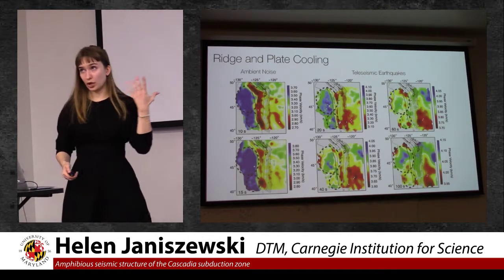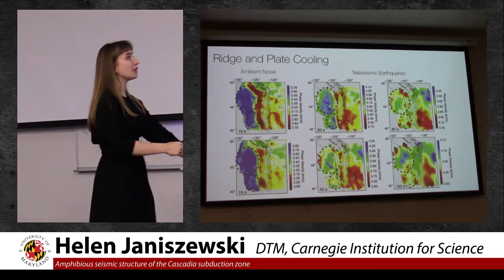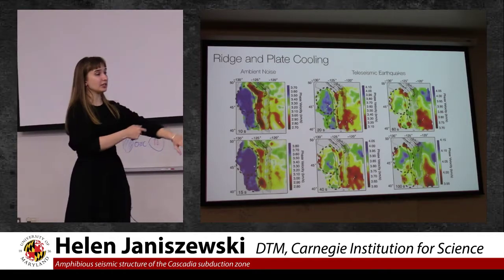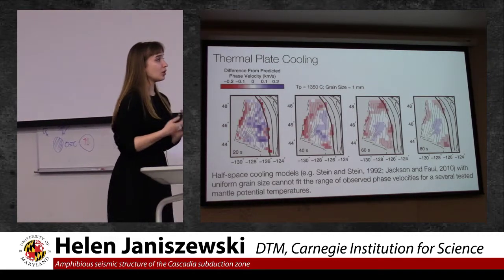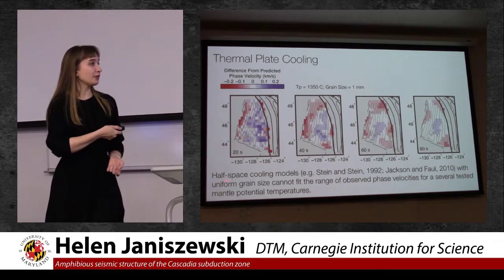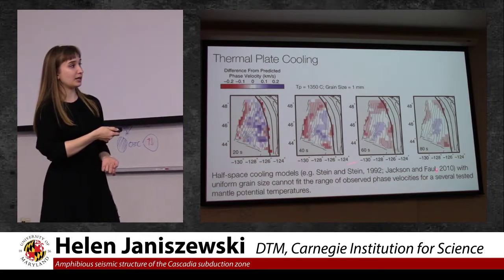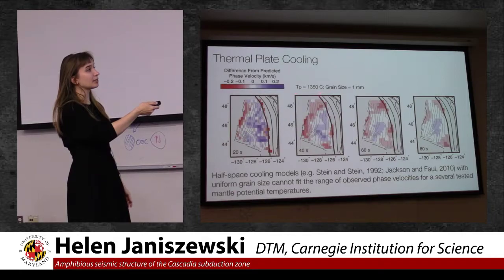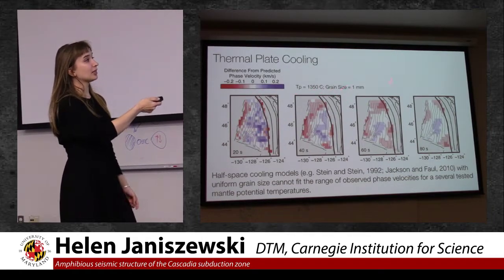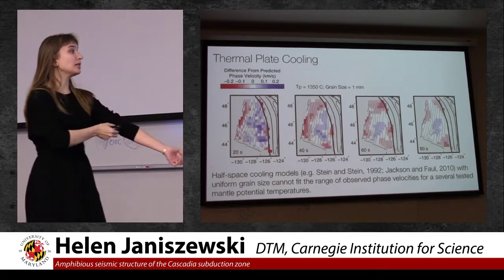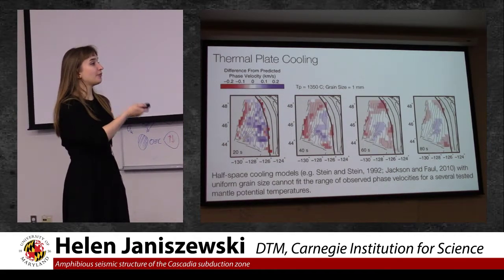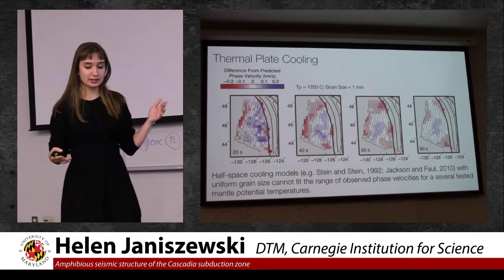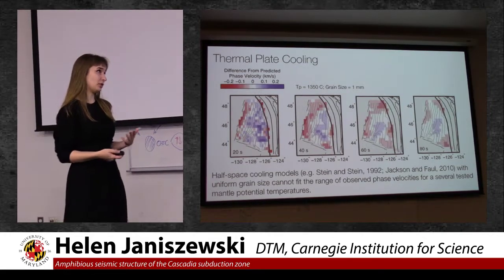However, we can ask a more quantitative question because we have models for what we think thermal conductive plate cooling should look like in terms of these seismic velocities. If we generate a model from simple half-space cooling models with seismic parameterization to get the seismic velocities for a given mantle potential temperature of 1350 at the ridge and a constant grain size of 1 millimeter, we find in general that we really have a hard time fitting the range of velocities that we're observing with a simple thermal conductive cooling model.